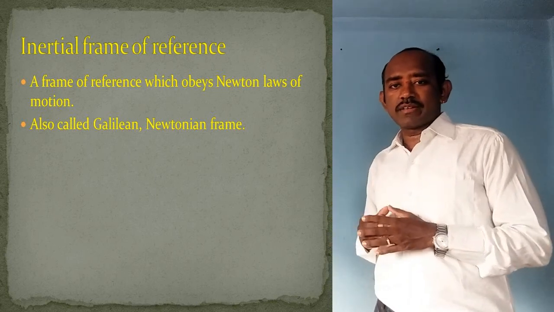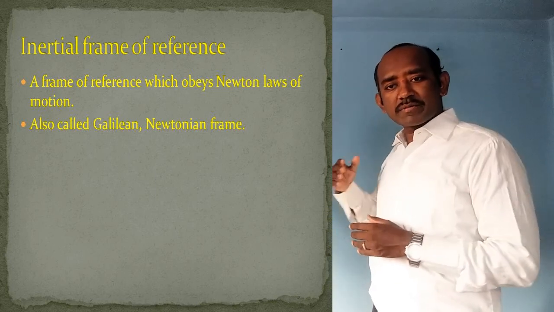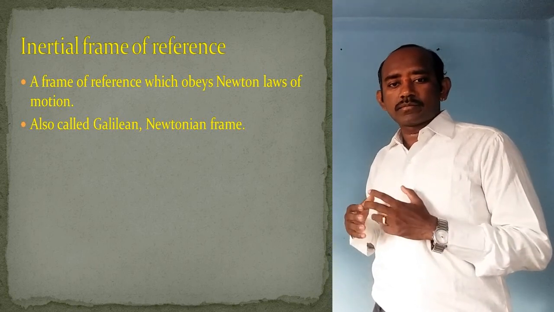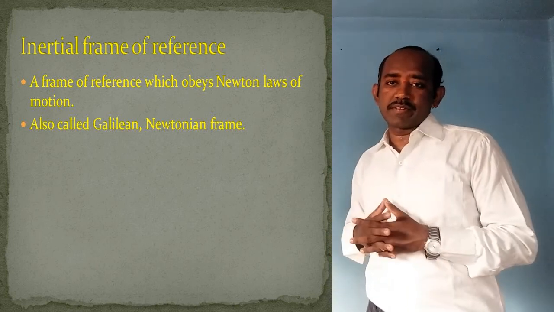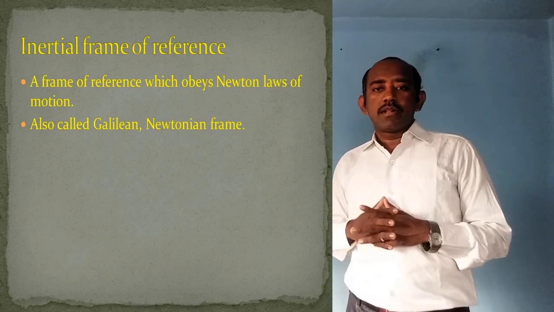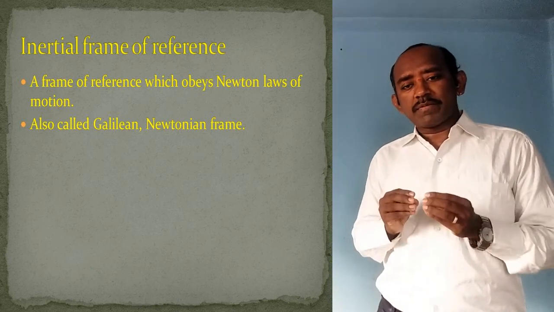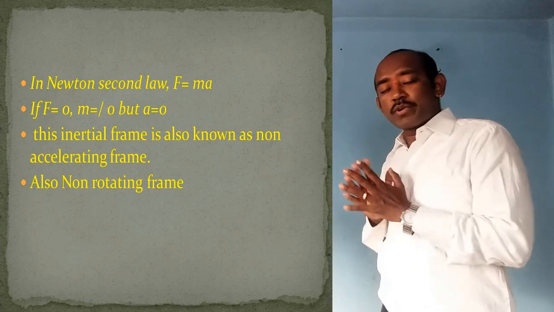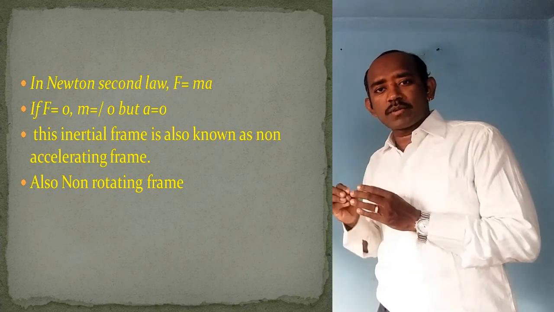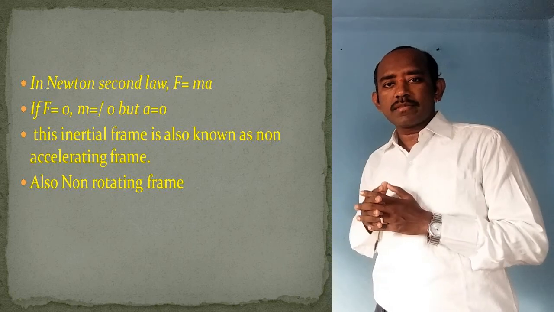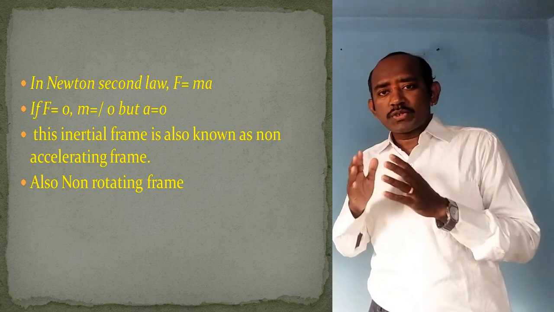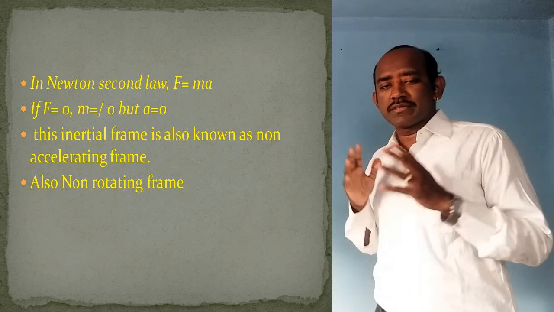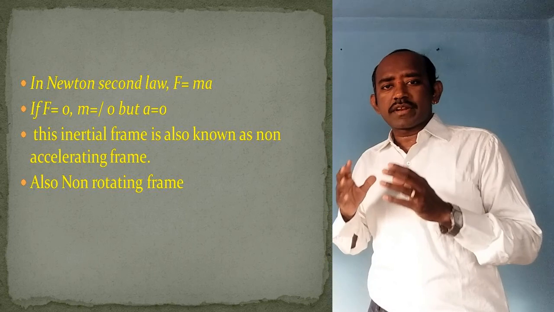Before Newton, Galileo explained this concept, so we can say that is a Galilean frame of reference. Here in the inertial frame of reference, what does Newton's second law say? That is F equals ma, that is, force is equal to mass into acceleration. In this case, there is no change in velocity, which means there is no acceleration. It is a non-accelerating frame.